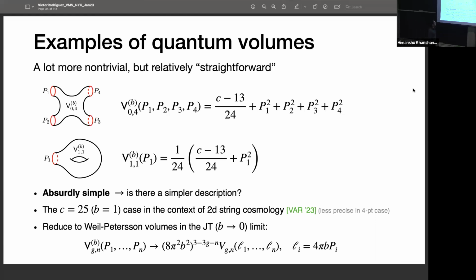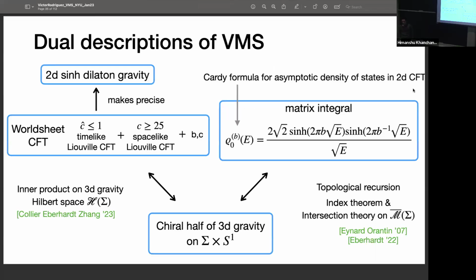Okay. Well, again, it's just observation again. So this, if you take the B go to 0 limit, you reduce to the Weil-Petersson volume. And if you follow the JT gravity literature, then these are the ones that reduce to it. Okay. So does this simple formula show up with other examples of worldsheet CFTs?